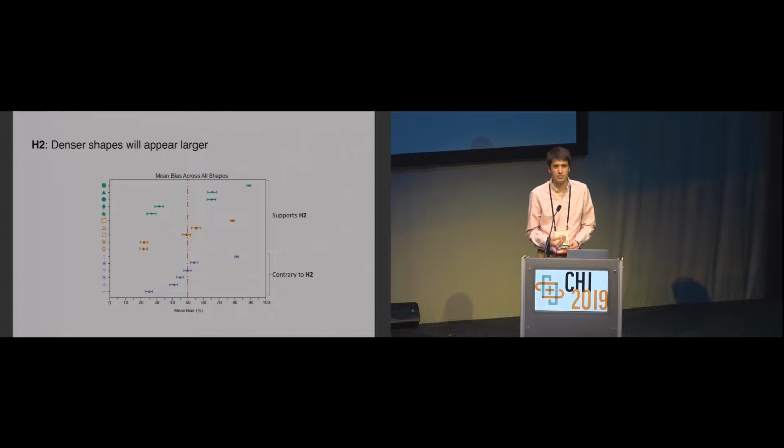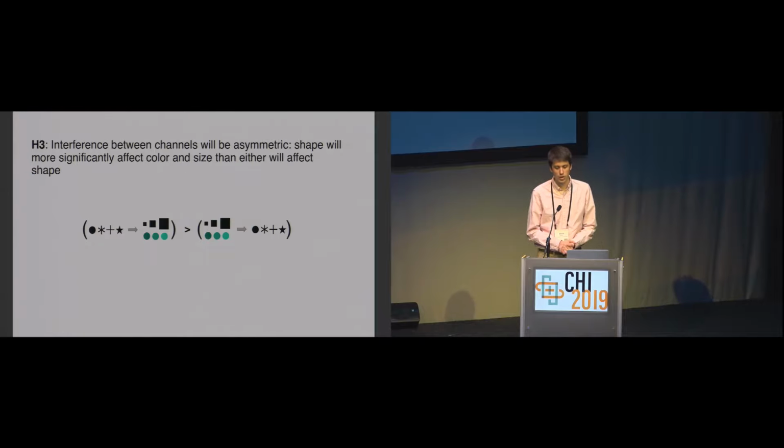And in general, the perceived size of a shape didn't well explain the color discriminability results from the first experiment. And lastly, we found a lot of evidence that shows an asymmetry between these channels. Shape had a much stronger effect on color and size perceptions than color or size had on shape perceptions. But again, see the paper for more details on these experiments.